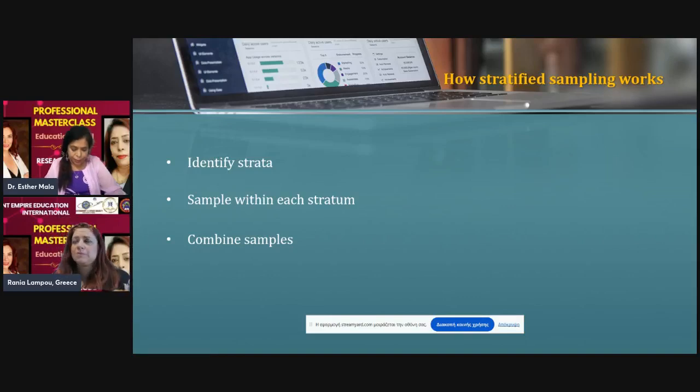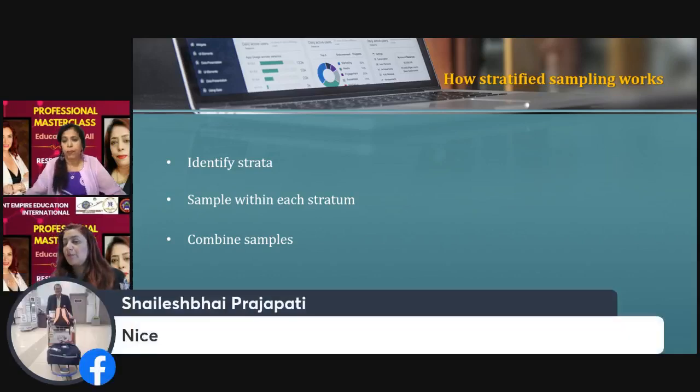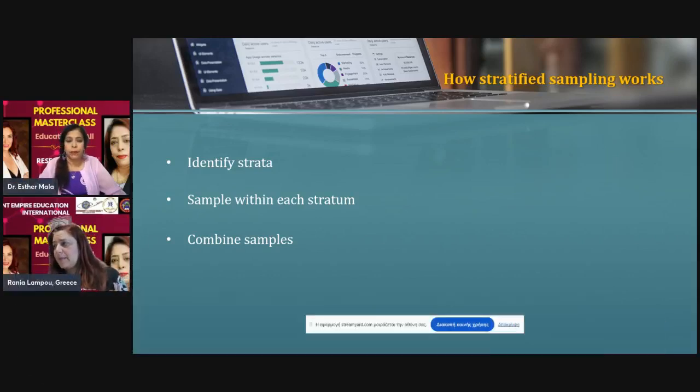So if you want a sample representing school students, where 60% are female and 40% male, you will divide the population into two strata, females and males. You should randomly select 60% of your sample from females and 40% from males. And this ensures that the sample reflects the gender distribution of the school.